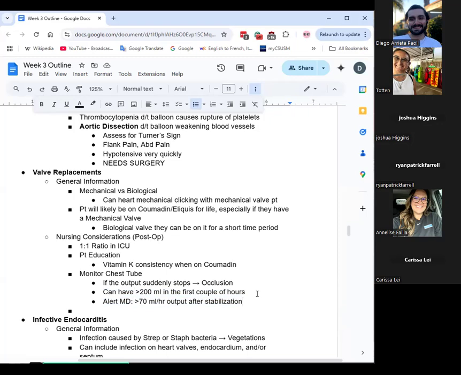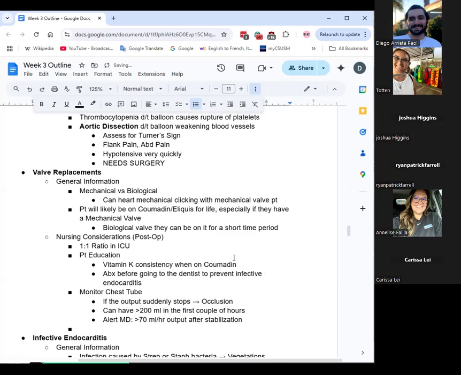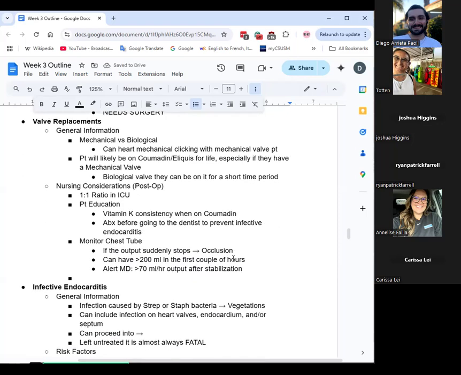These patients should be put in their own room if possible and not placed with someone with infection. Yeah, for sure. So what else did we say? Antibiotics before going to the dentist to prevent infective endocarditis. All right.